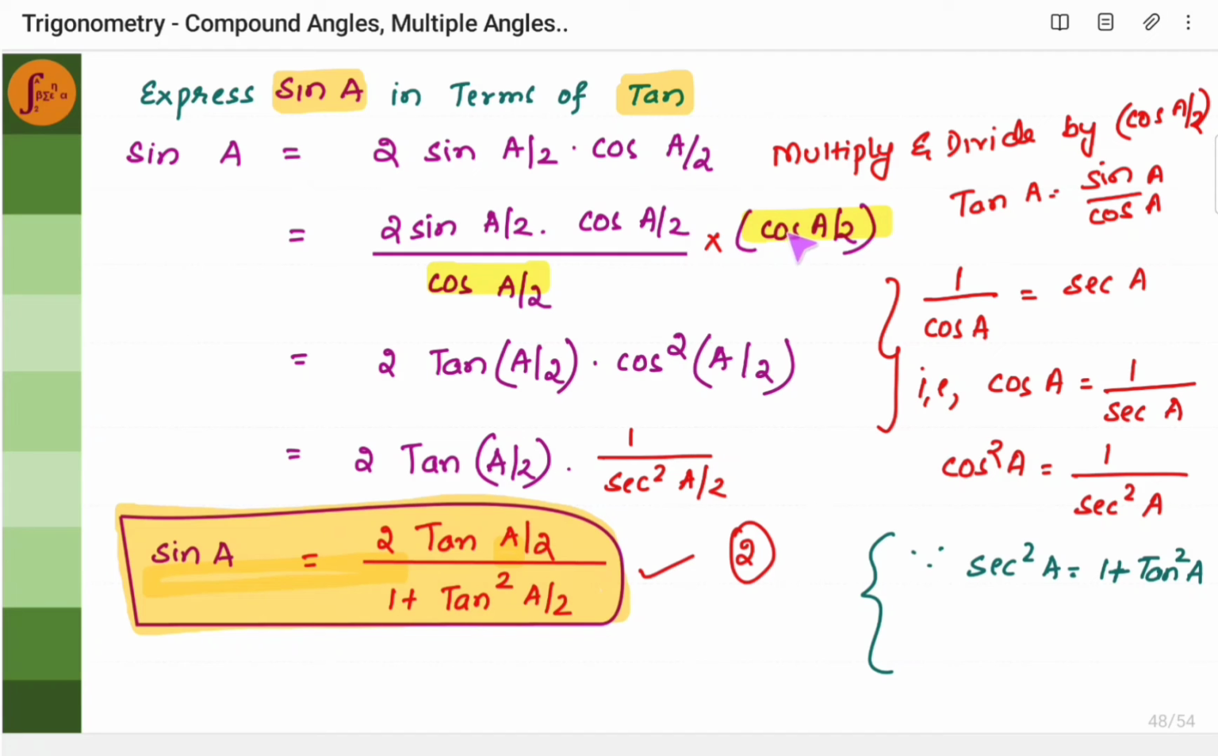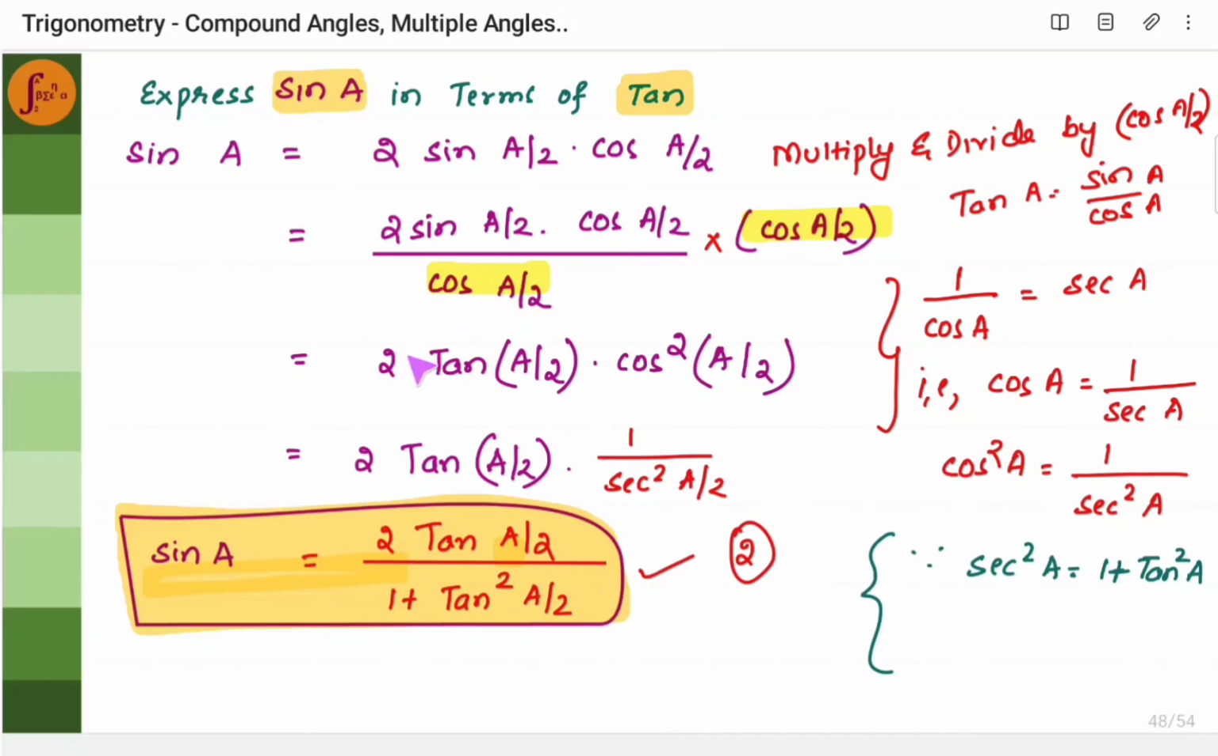So we'll multiply the numerator and denominator by cos A by 2. 2 sin A by 2 by cos A by 2 becomes 2 tan A by 2. And then in the denominator we have cos A by 2 into cos A by 2. What is that? It's cos square A by 2.